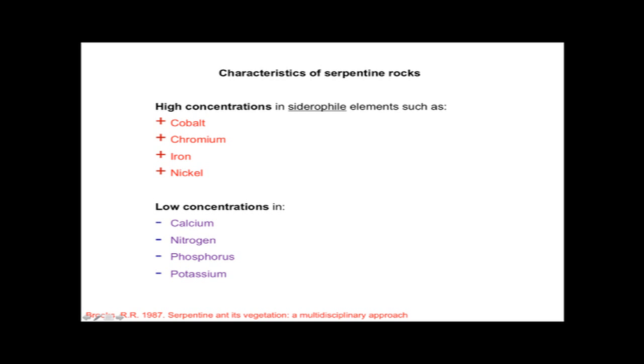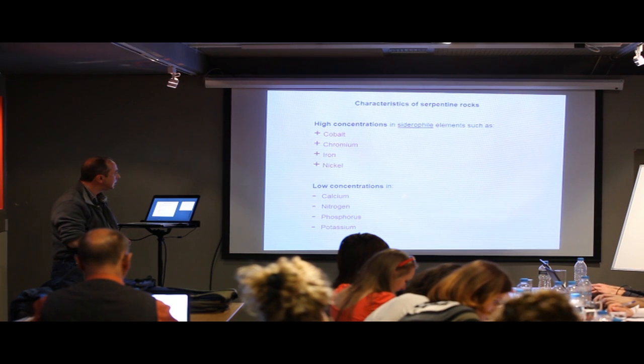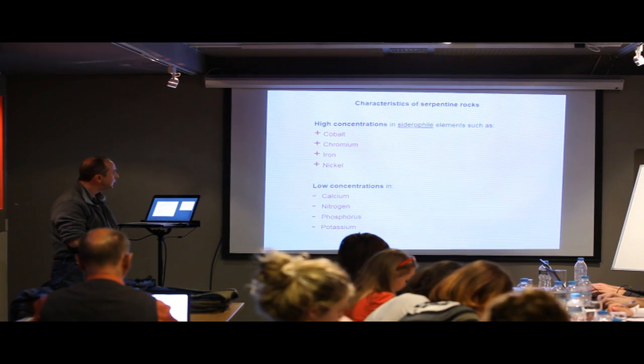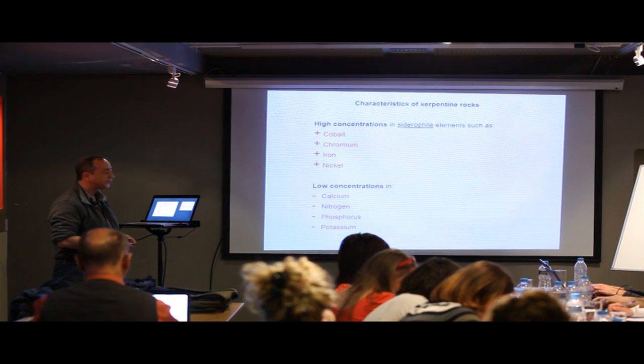Serpentine rocks have some special characteristics. And these characteristics are the cause of the special flora and vegetation on these substrates. The characteristic of serpentine rocks is the high concentration of siderophile elements such as cobalt, chromium, iron, and nickel. And on the other hand, they have very low concentrations of nutrients such as calcium, nitrogen, phosphorus, and potassium.